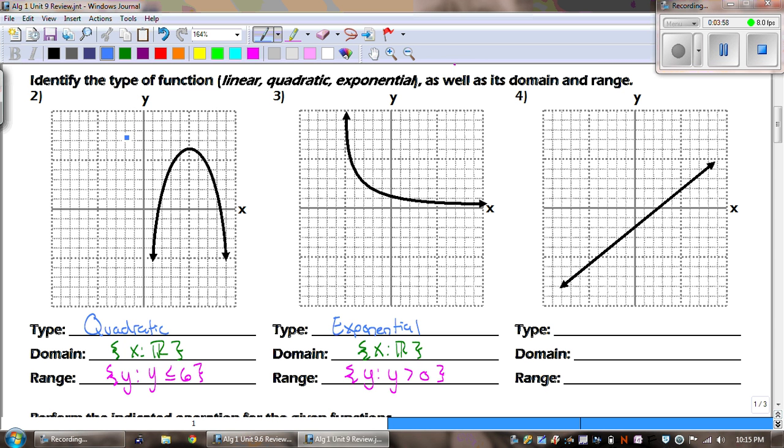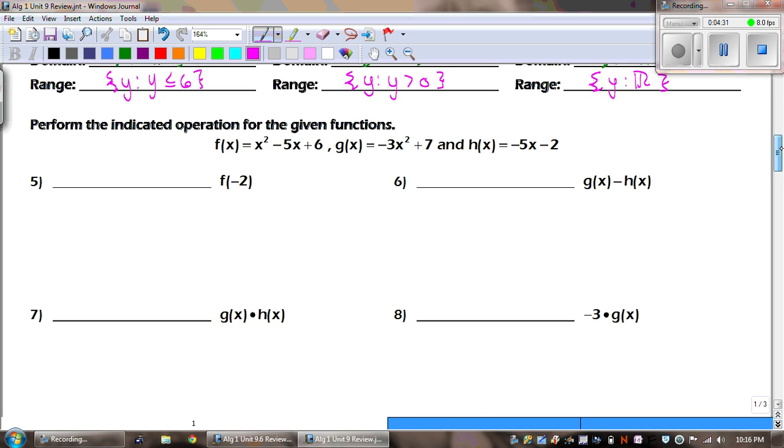Okay, number 4. What type of graph is that? Number 4 is a linear. Do you see any limits on the domain? Nope, that's all real numbers. And what about the range? Nope, those arrows keep going on forever and ever, so the range is all real numbers as well. All right, let's move on down.